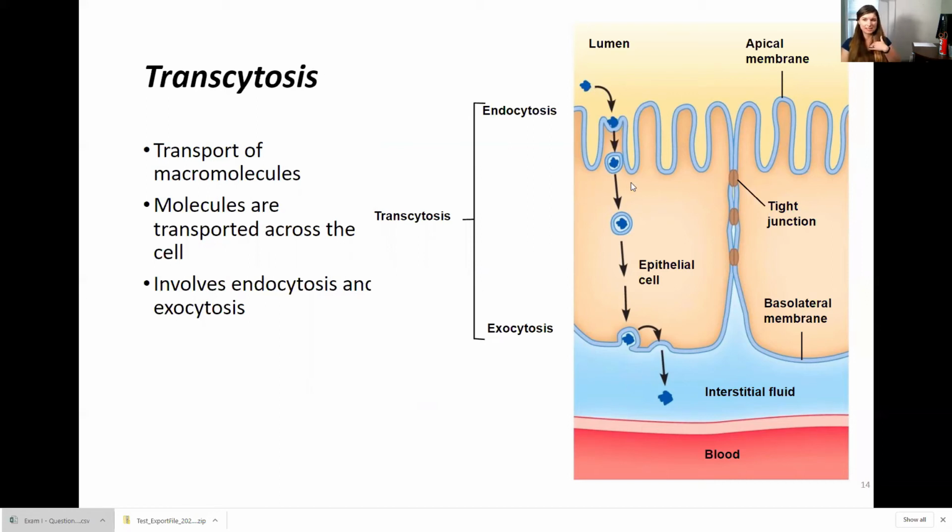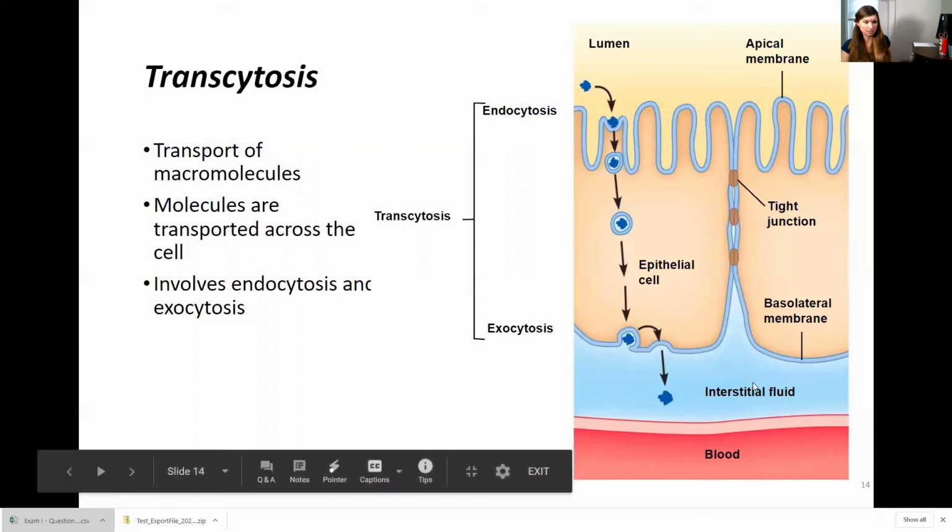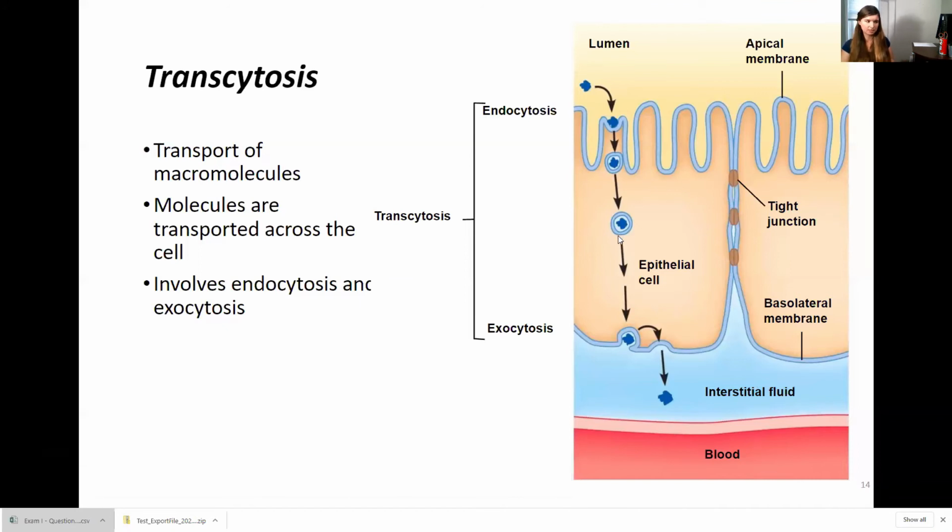So endo means inside. So this is bringing something into the cell. Whenever you see cyto, that's talking about a cell. So into the cell, endocytosis. Then if we also want to carry that macromolecule into the interstitial fluid and potentially into the blood, we're going to then have to move that macromolecule out of the cell.